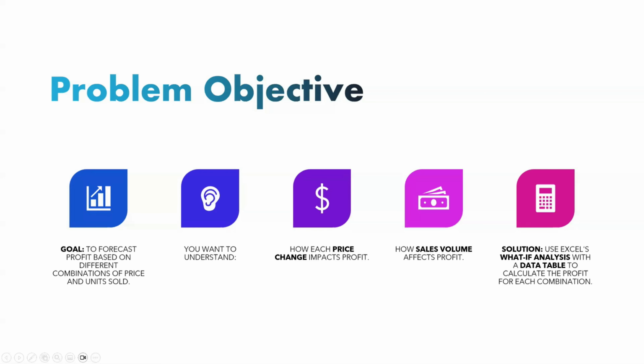Problem objective: to forecast profit based on different combinations of price and units sold. You want to understand how each price change impacts profit, and how sales volume affects profit. Use Excel's what-if analysis with a data table to calculate the profit for each combination.